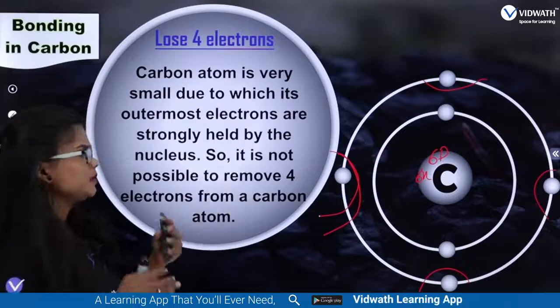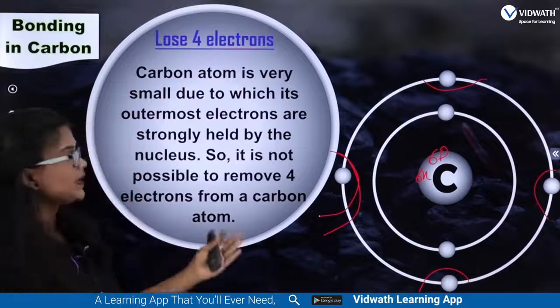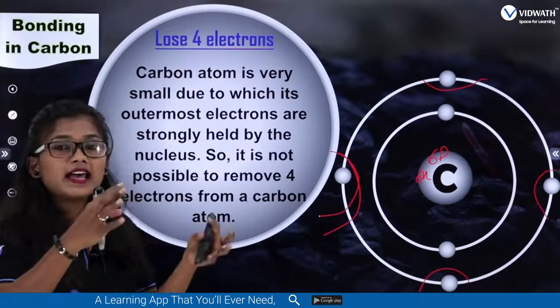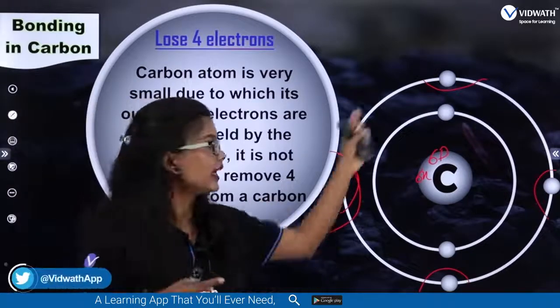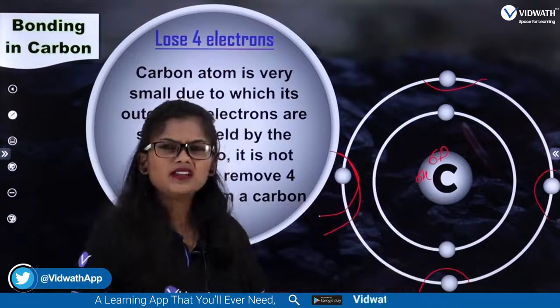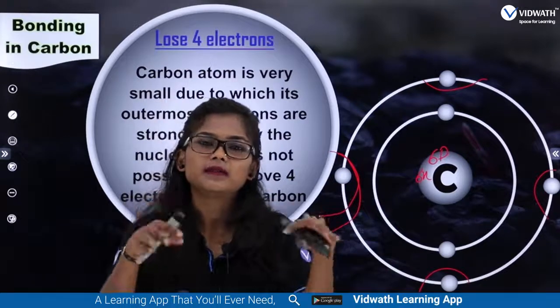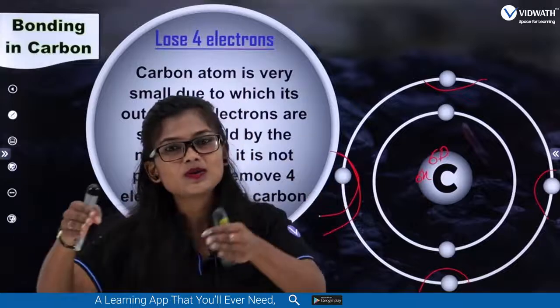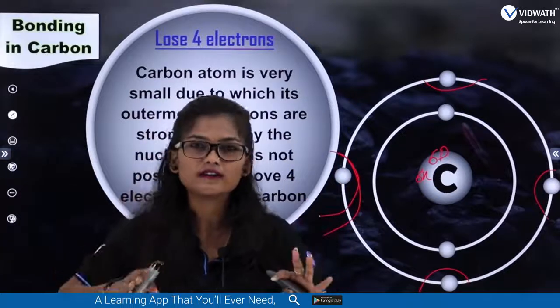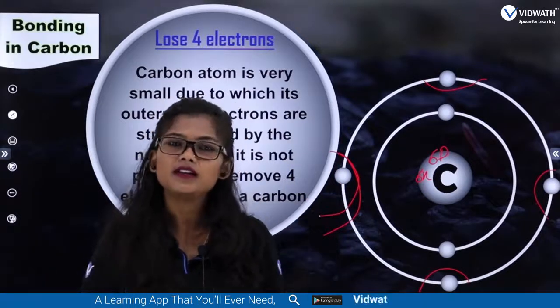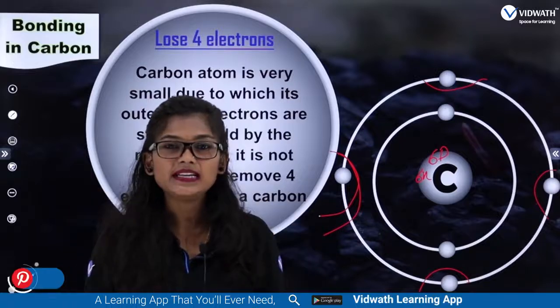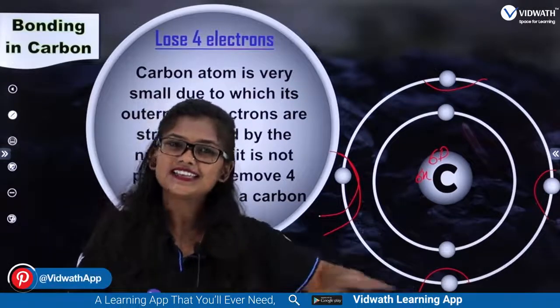So it is not possible to remove 4 electrons from a carbon atom because of the effective nuclear charge on the electrons. So now we know that elements attain stability by gaining or losing electrons, but carbon can do neither. Then how will carbon attain stability? So let's discuss that in the next session.